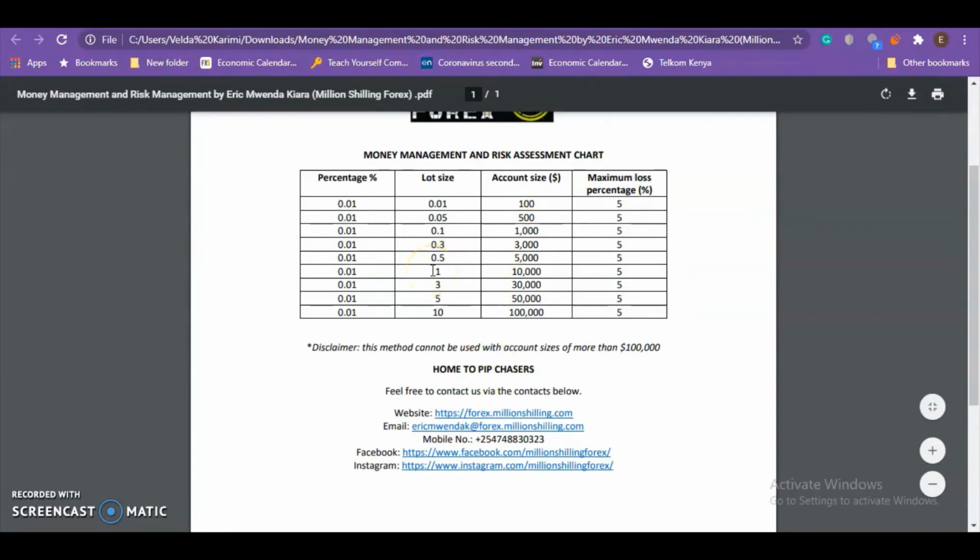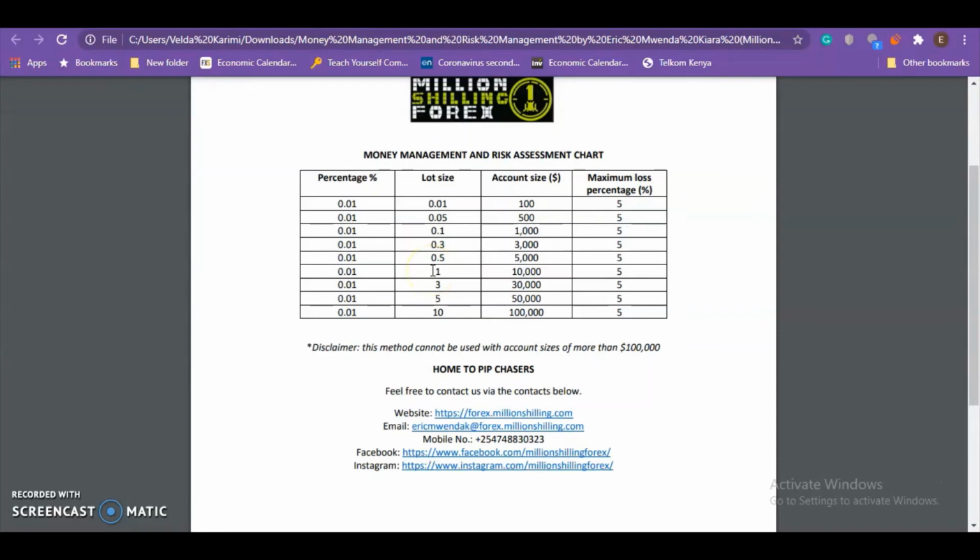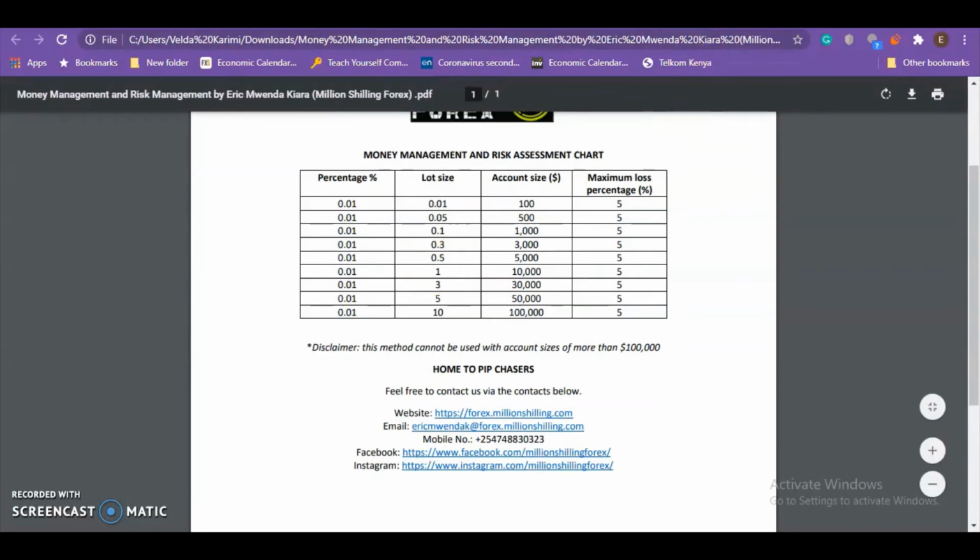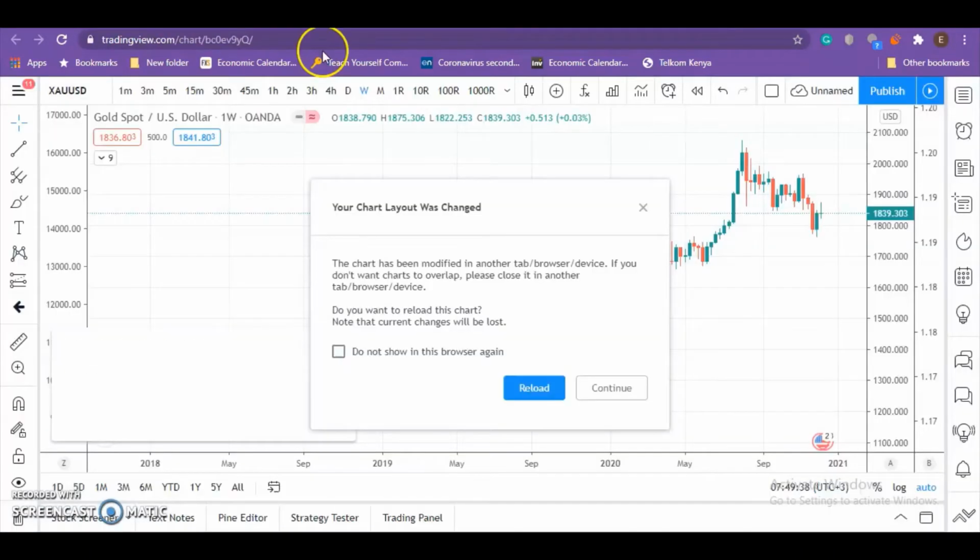So let's get straight to gold. We are done with money management. Now let's get straight to gold.